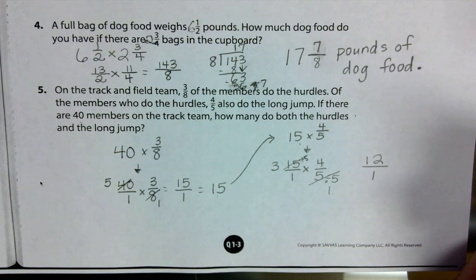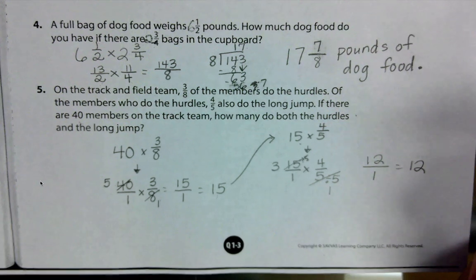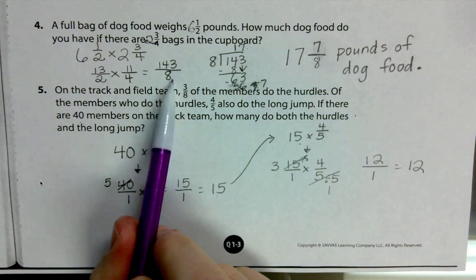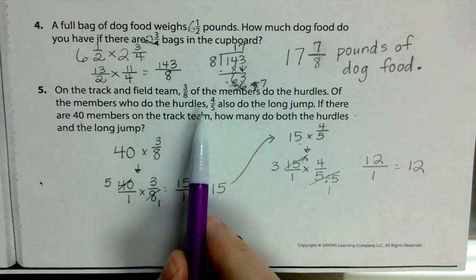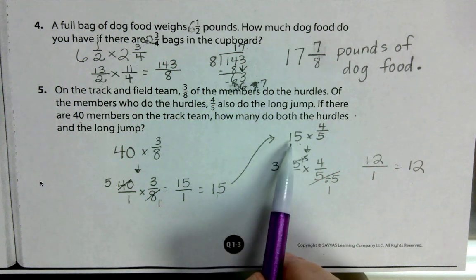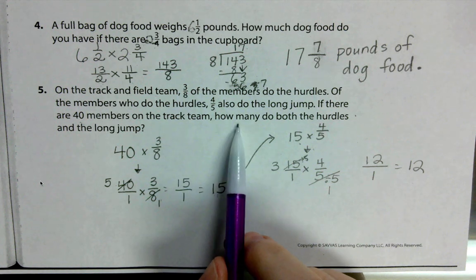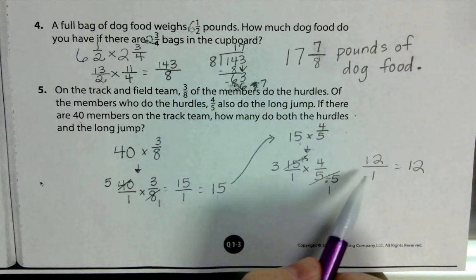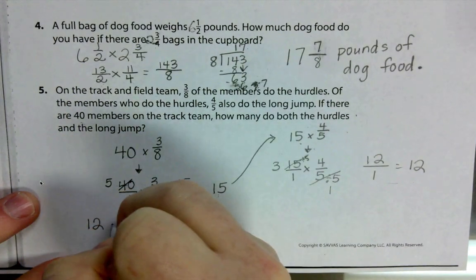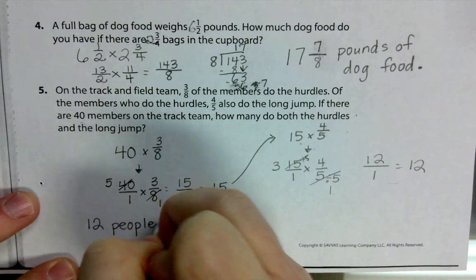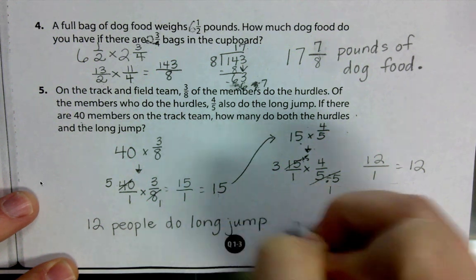But again, you can't have 12 over 1. You have to have 12. So the question is, what does that 12 represent? Let's go back to the beginning. On the track and field team, 3/8 of the members do the hurdles. That's our 15. Of the members who do the hurdles, 4/5 also do long jump. 15 times 4/5. If there are 40 members on the track team, how many do both the hurdles and the long jump? There. So we're going to make a sentence out of this because we're smart people. 12 people do long jump and hurdles.